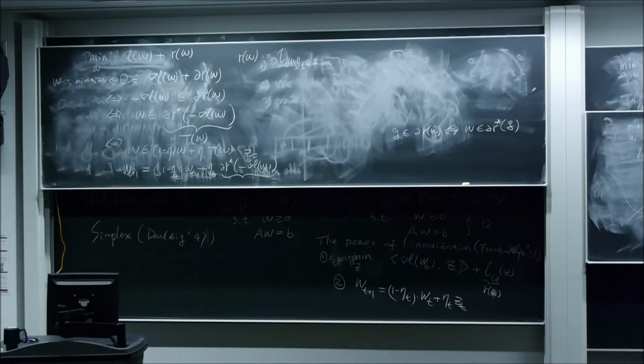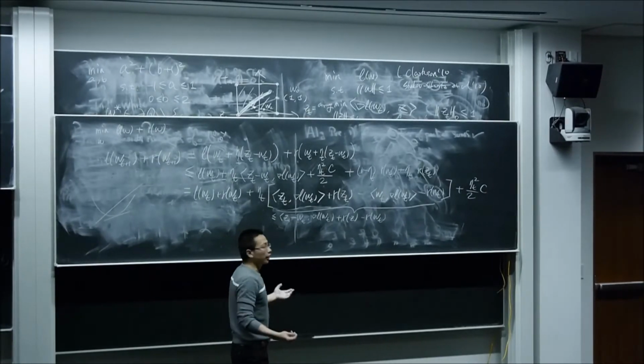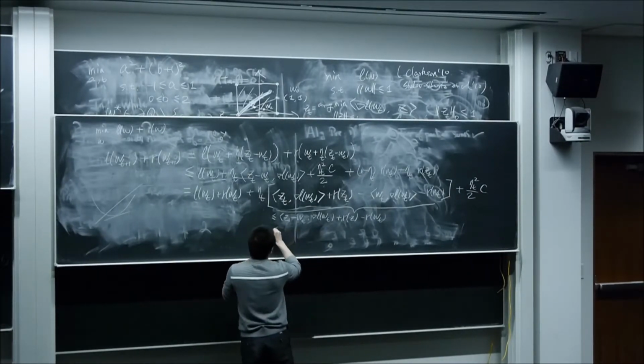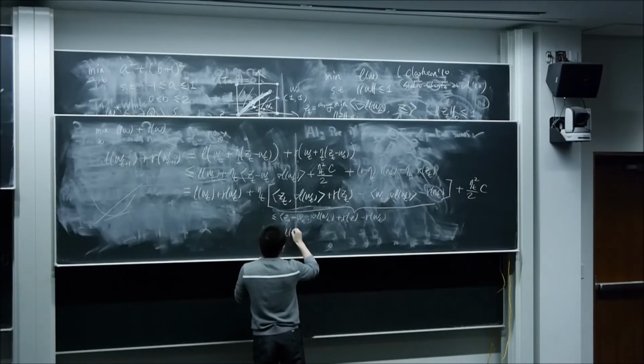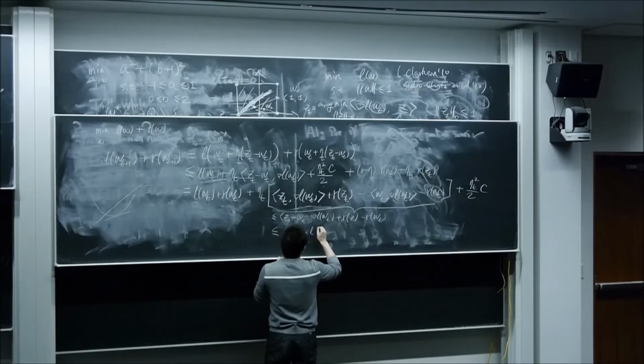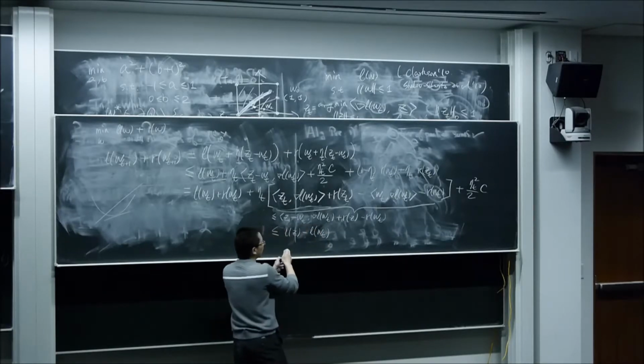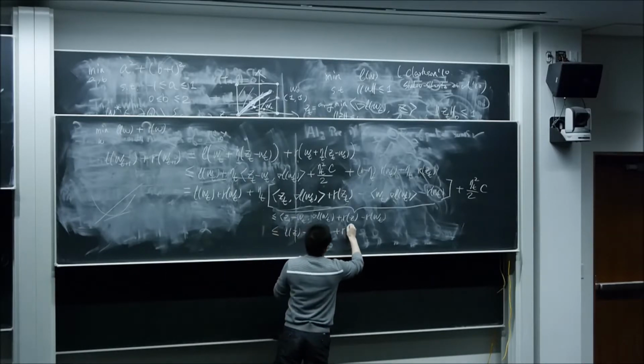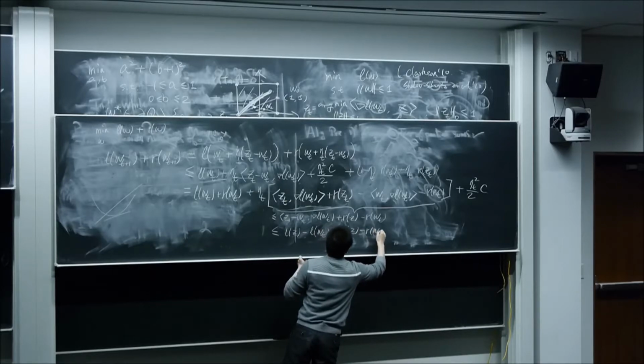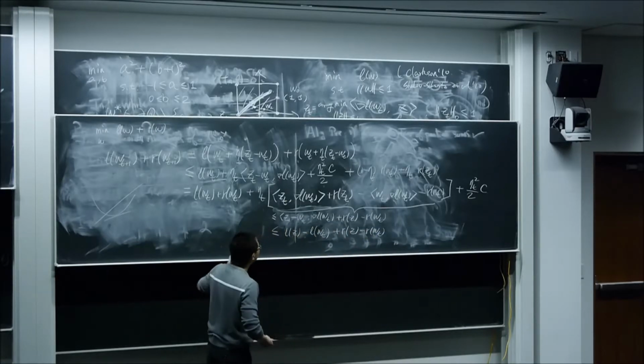So I'm claiming the middle bracket is smaller than Z minus WT inner product with the gradient plus R of Z minus R of WT. So I'm changing ZT to any point Z. This is allowed because ZT is chosen as a minimum, so it's smaller than any other point. And for this thing here, now we can use convexity, which gives me L of Z minus L of WT, or lower bounding the loss function by a linear function. Then the rest is just the same.